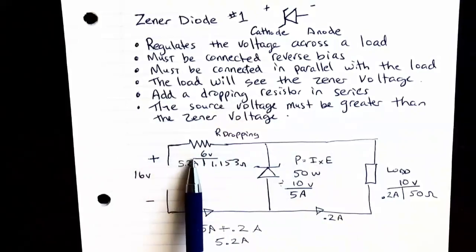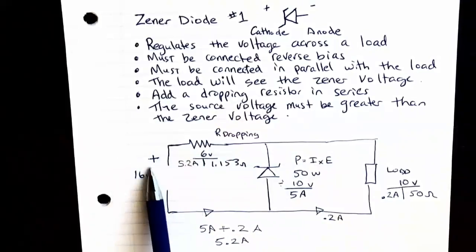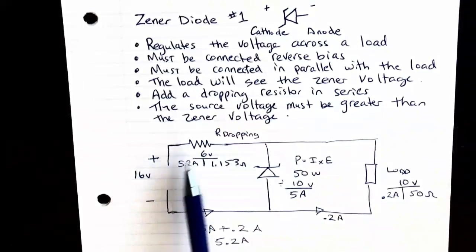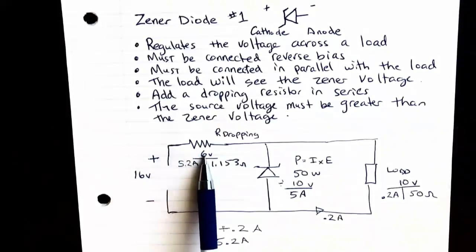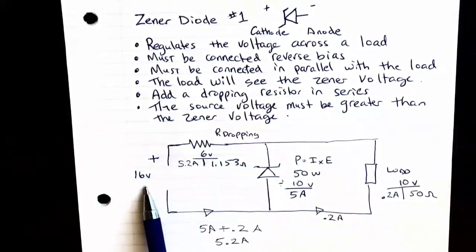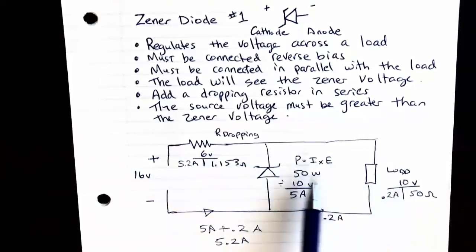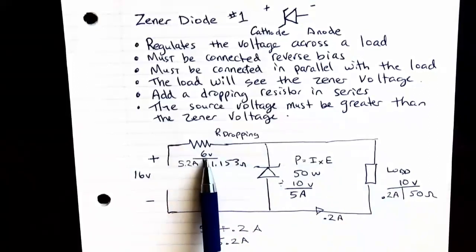The purpose of the dropping resistor is that the voltage source always has to be greater than the Zener voltage, which means we have to have a place for this excess voltage to go. So we add the dropping resistor. In this case, I've randomly picked 16 volts, so 16 volts is our supply. The load wants only 10 volts. That means the dropping resistor will absorb 6 volts.